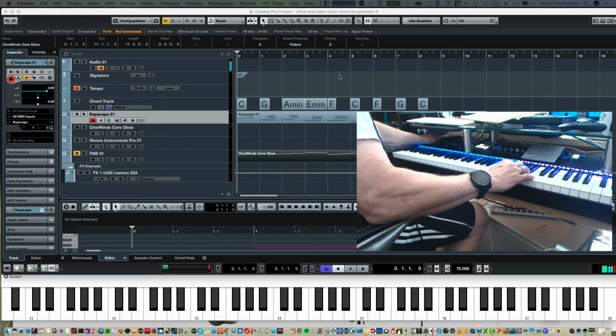So let's put that together by playing through the song in tempo with those chord patterns.